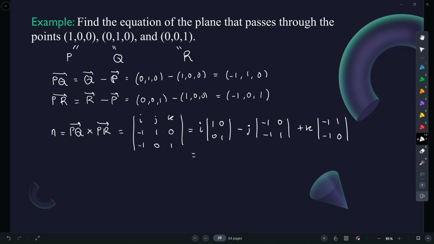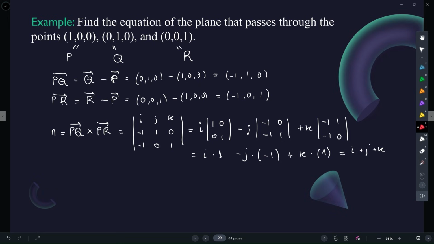And that will be i times, remember these determinants are this diagonal, 1 times 1 minus 0 times 0, so that is just times 1, minus j times, that will be times minus 1 minus minus 0, so just minus 1, plus k times minus 1 times 0 is 0, minus minus 1 times 1. So this vector is in fact the vector i plus j plus k.